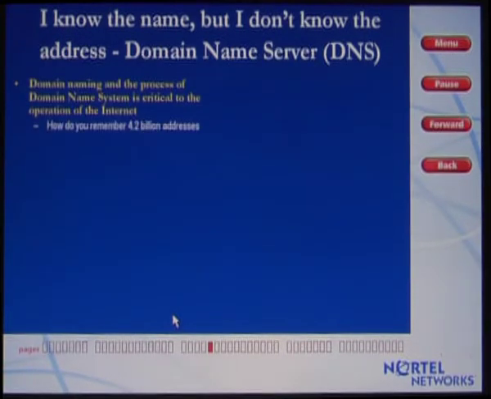Domain naming and its most visible component, the Domain Name System, or DNS, is critical to the operation of the Internet. The average European phone number, with area code, is 9 or 10 digits in length and encodes 10 to the power 10, or 10 billion possibilities. The Internet IP address, at 32 bits, encodes 2 to the power 32, or 4.2 billion possibilities. For humans, it is impossible to remember all these combinations, so how can we build an effective directory of these difficult large numbers?